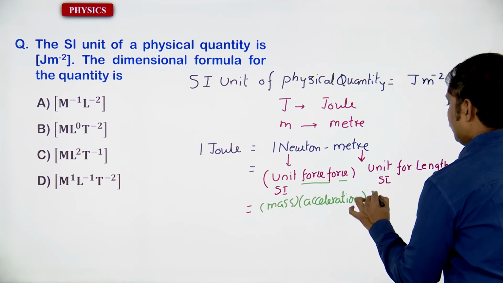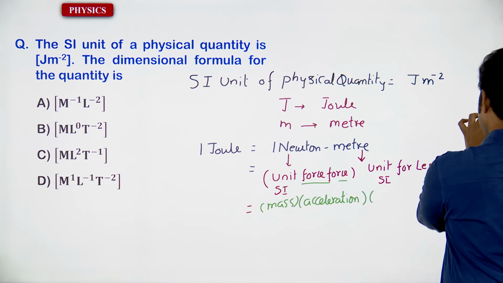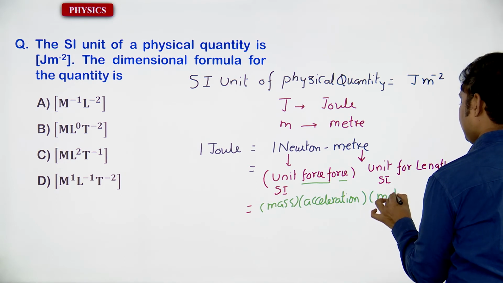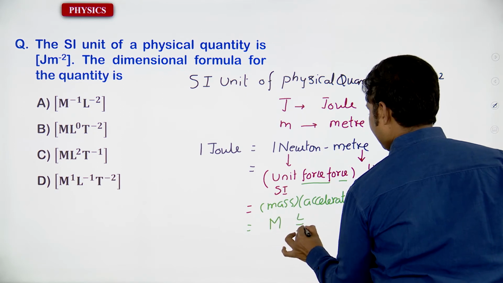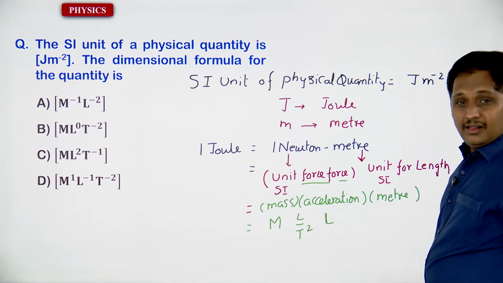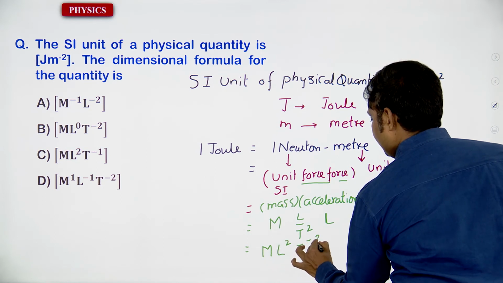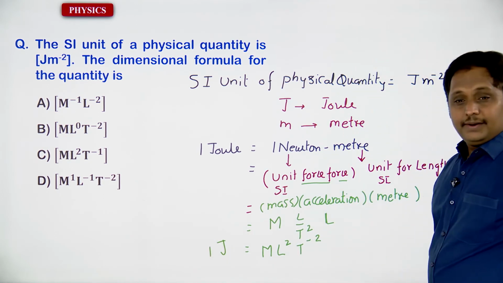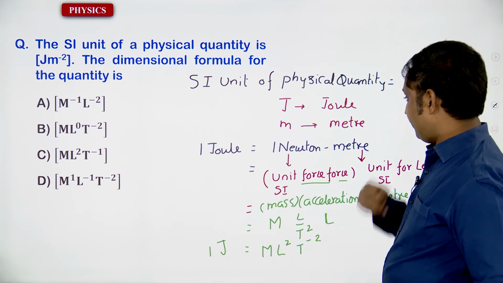Very clear. And you have to get that meter. It's going to be that. Yeah, you have to write down, that is going to be meter. Okay, let's take that M into L by T square, and you have to take that. This is going to be L. All right, you are going to get that M L square T minus 2. This is for joule. Yeah, you have to confirm. It's going to be in the dimensional formula and the representation. It's very clear.